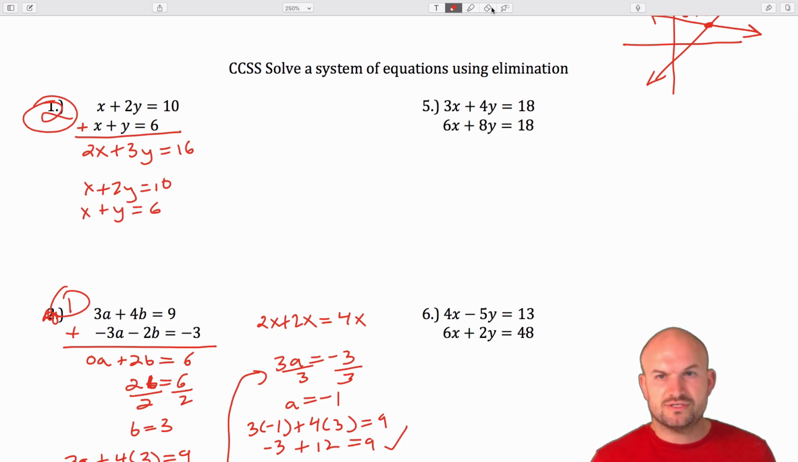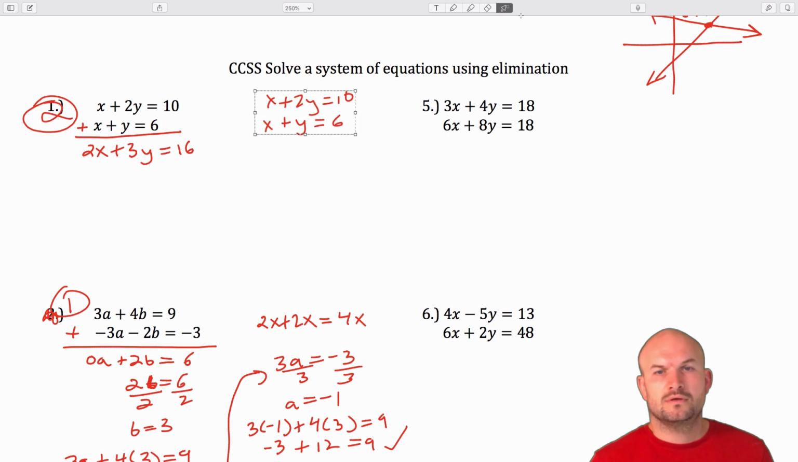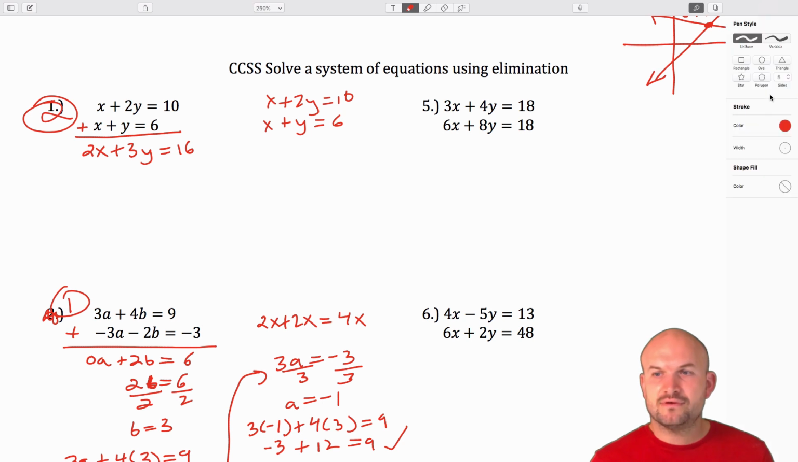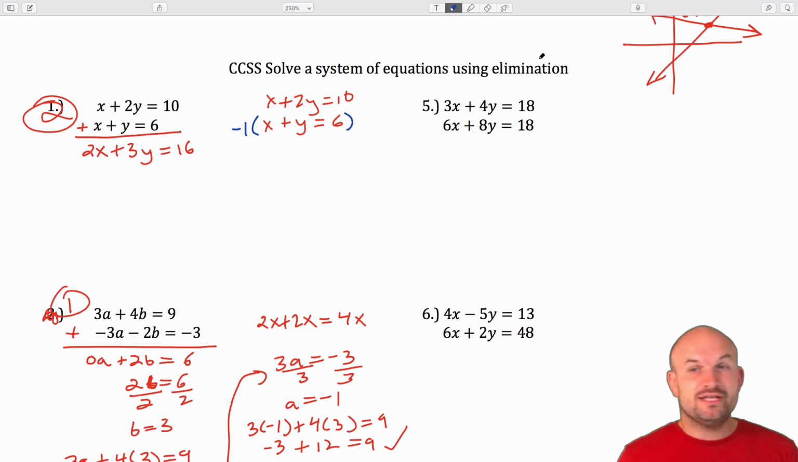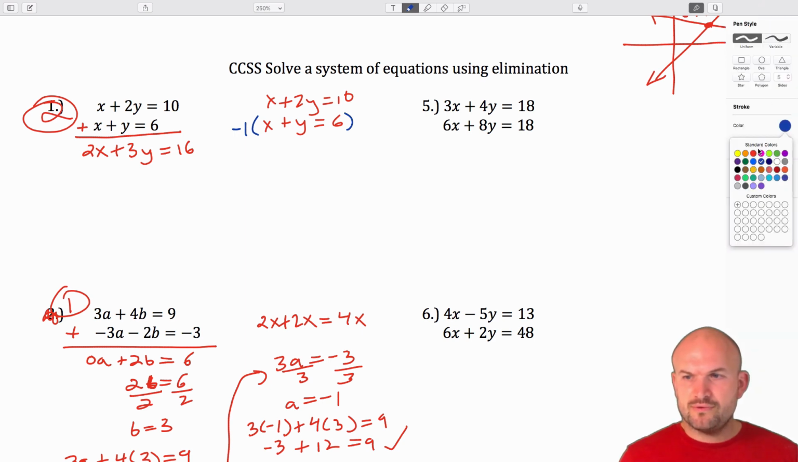Actually, you know what? Let's put this over here. Let's move this over. All right, what I'm going to do is multiply this by a -1. You could do the top or the bottom. It does not really matter which one you do. But when you go ahead and do that, you now get a new system of equations. Let's go back to our red.